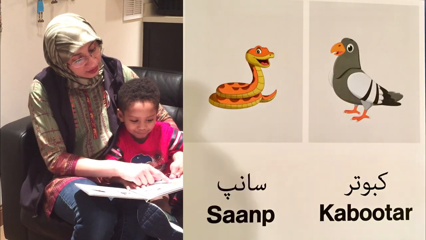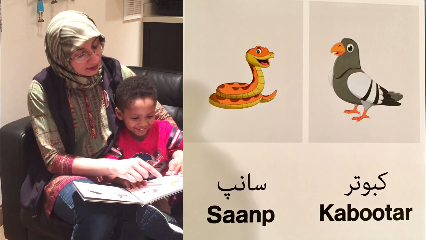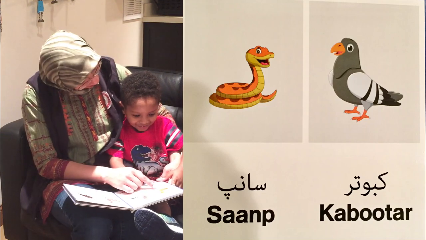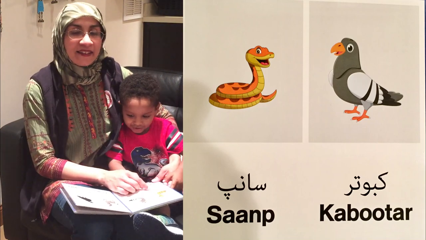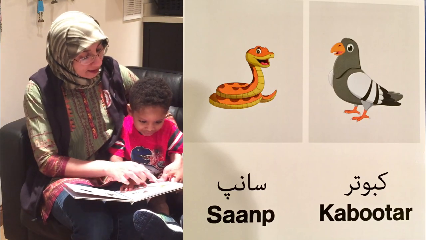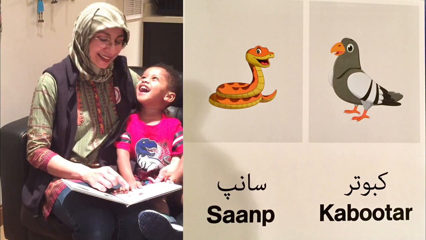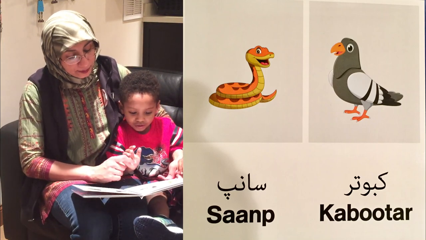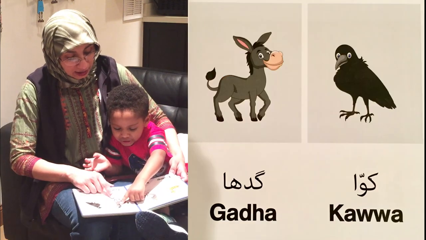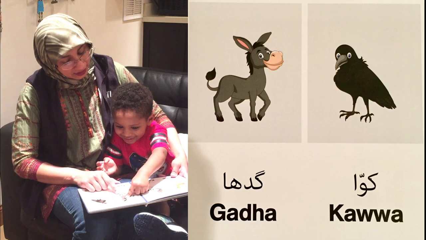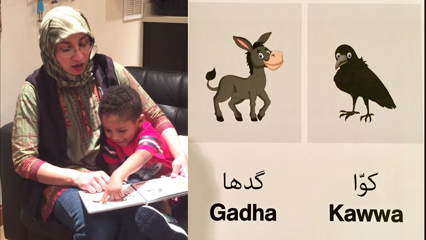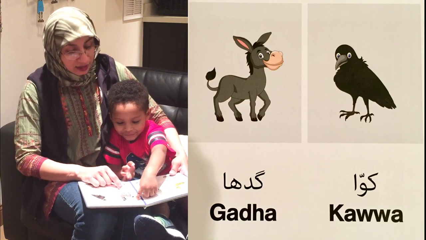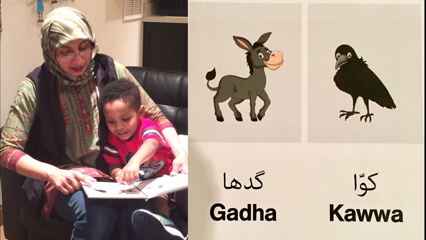Ye kya hai? Saamp. Saamp is snake. You think Saamp is funny? Isaac thinks Saamp is funny. Saamp is snake. Okay, ye kya hai? Kabutar. Kabutar is a pigeon, friends. That's gadha. Gadha is a donkey. Say donkey. Gadha.